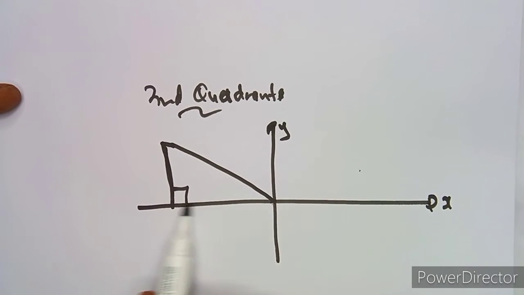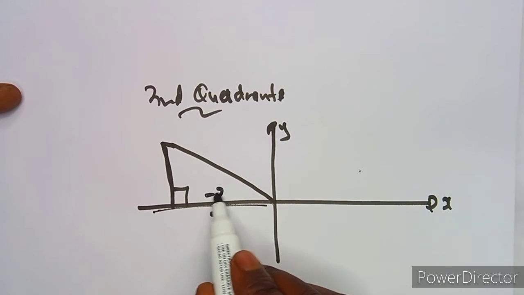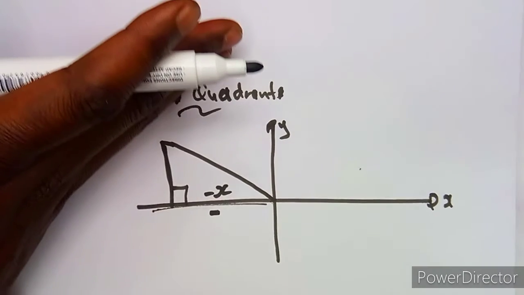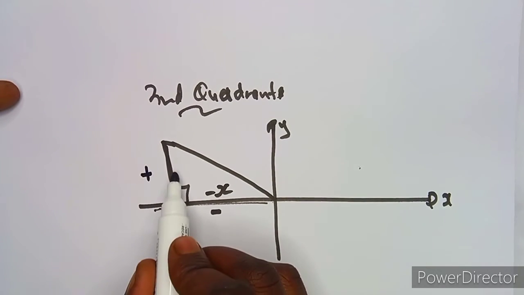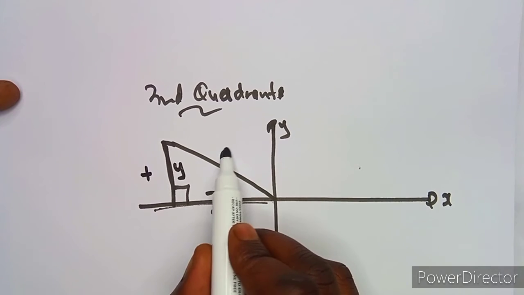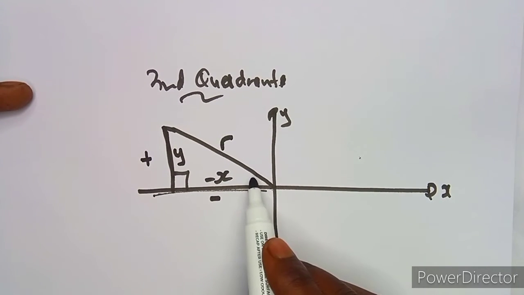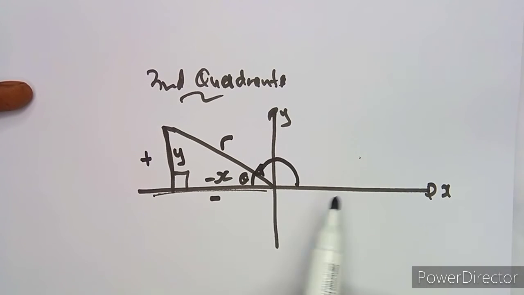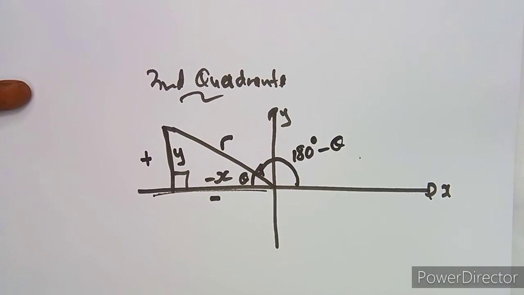This time x is on the negative side, so this is going to be minus x. y is still above the line, on top of the x-axis, so y is still positive, and this is r, which is the resultant. This becomes your theta here, and since we know that angles on a straight line add up to 180, this angle is going to be 180 degrees minus theta.